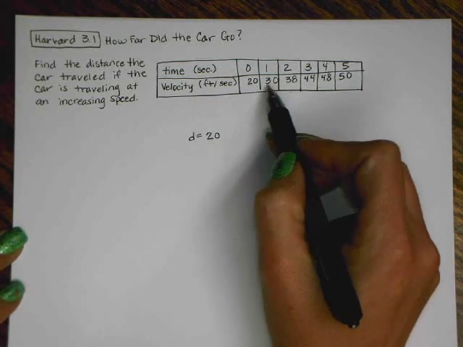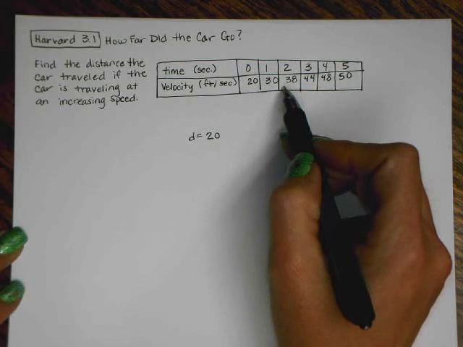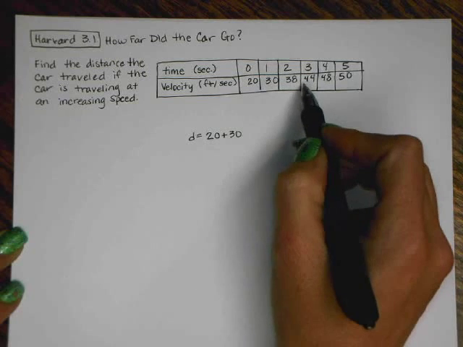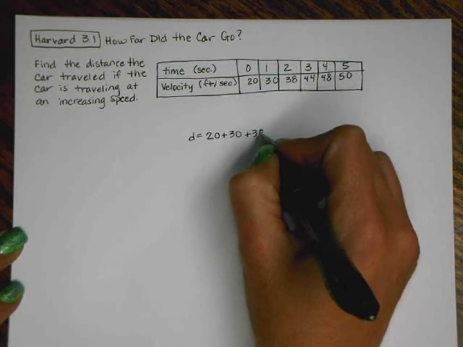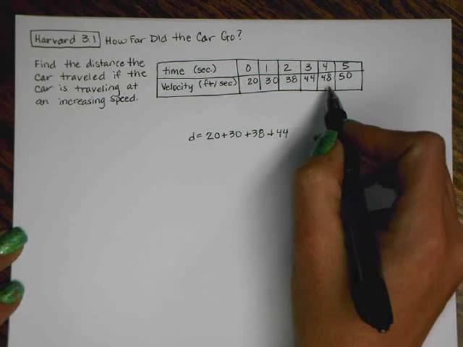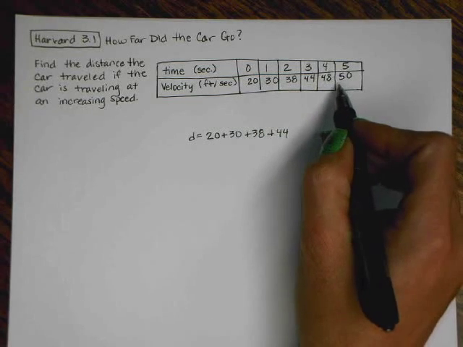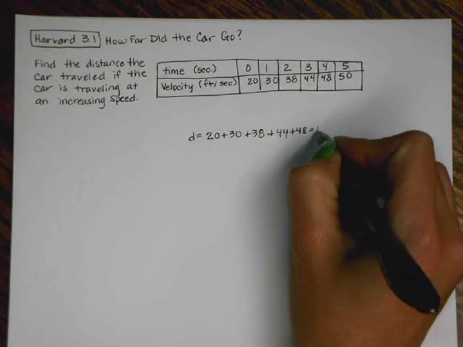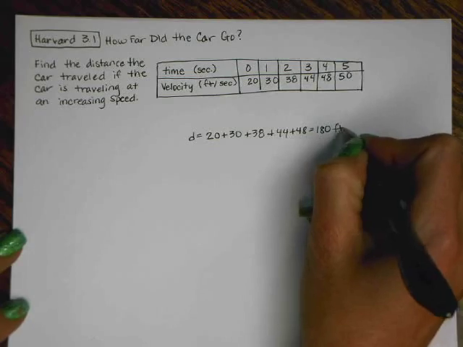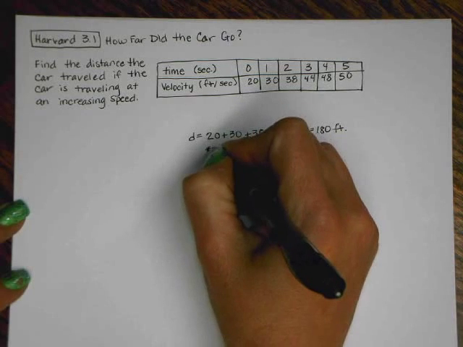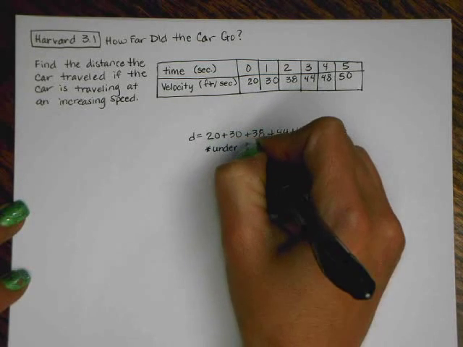Alright, now from 1 to 2 seconds, again, minimum, I know it traveled at least 30 feet. And from 2 to 3, 38. And from 3 to 4 seconds, 44. And from 4 to 5 seconds, ending at 5 seconds, the minimum traveled was 48. This is 180. Alright, so I know that it traveled at least 180 feet. Now here, this is an underestimation.